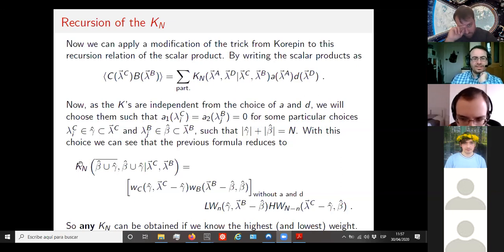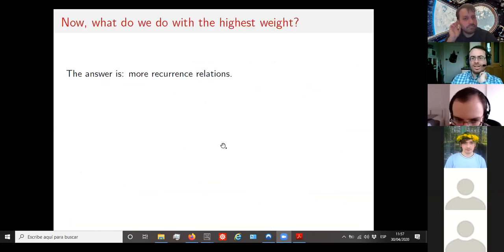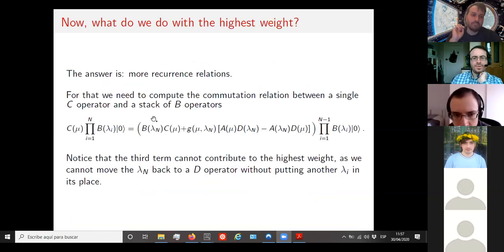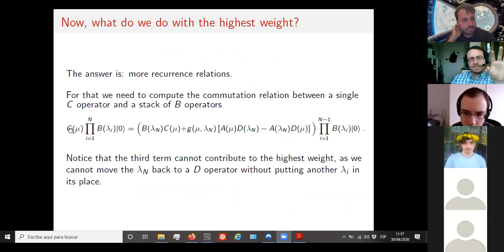So these KNs, I can write them in terms of these highest weights. And how do I compute the highest weights? Well, with more recurrence relations. One of the best ways, the idea is that I can take one of the C's and commute it through the stack of all the B operators.